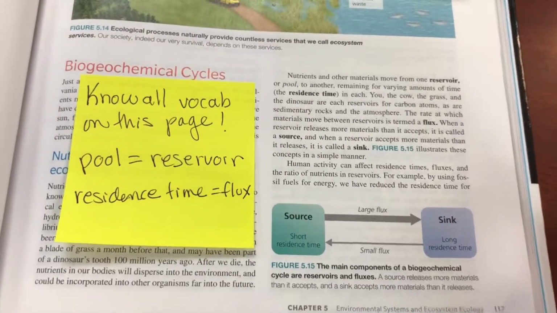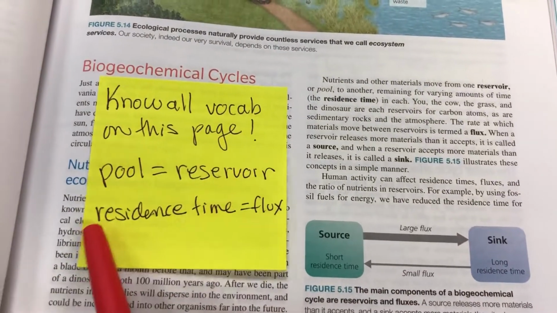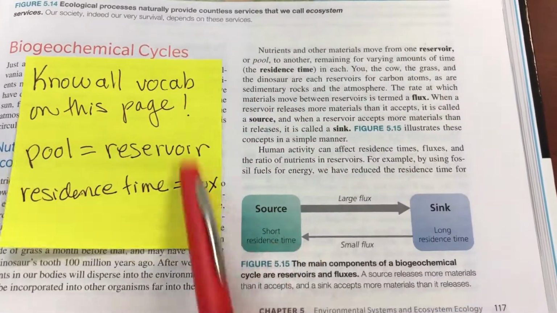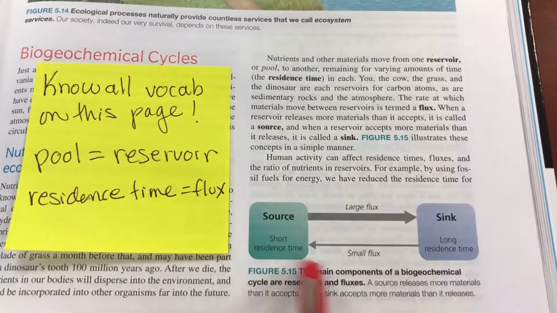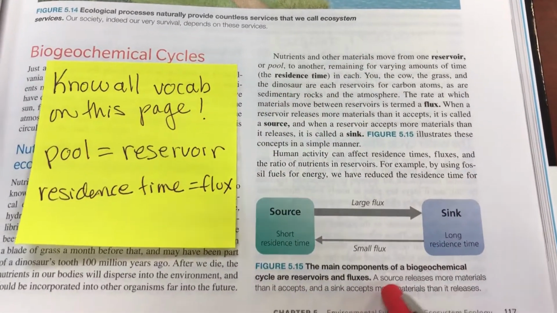If you go down on this page, make sure you know all the vocab on this page. A pool is basically a reservoir, and residence time is basically a flux. So make sure that you understand everything going on around here for your biogeochemical cycles.